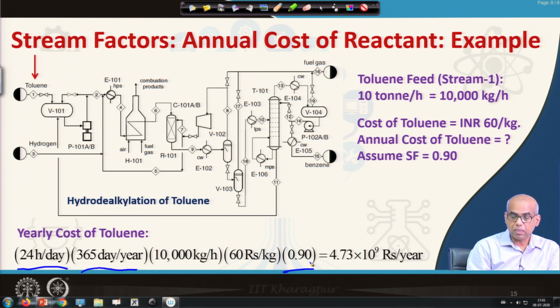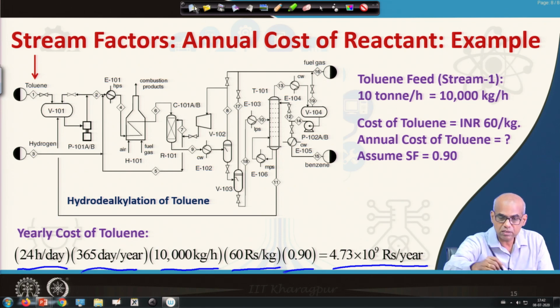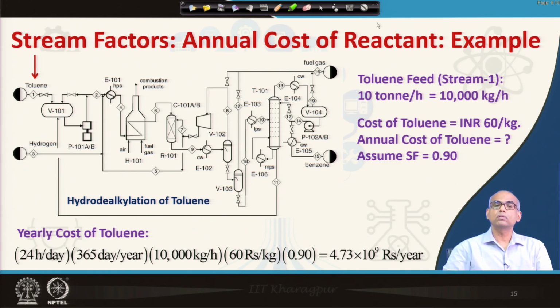So, now we have the number of actual operating hours per year. When you multiply that by 10,000 kg per hour, you get how many kg per year, and you multiply with the cost of the toluene, rupees 60 per kg. So, you get the cost in rupees per year. So, this is the use of the stream factor in calculation of annual cost of a reactant.